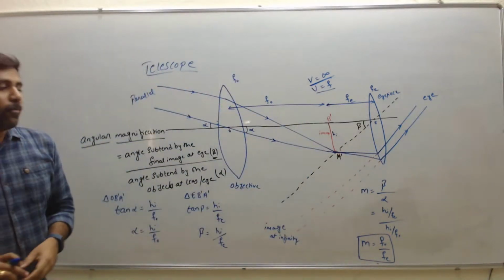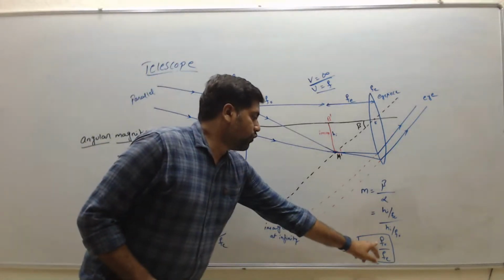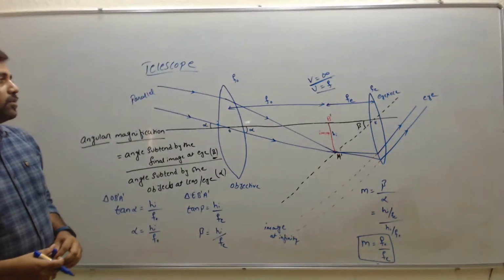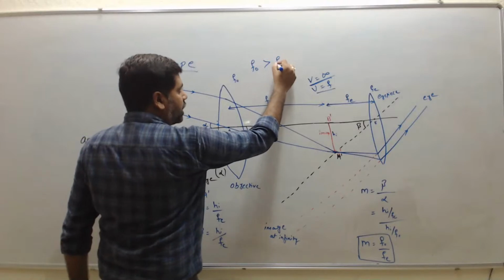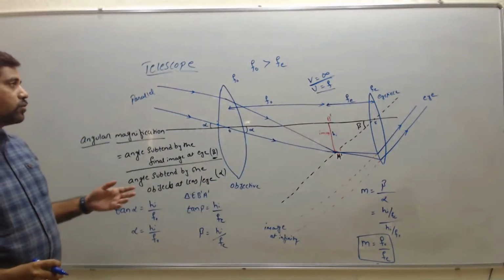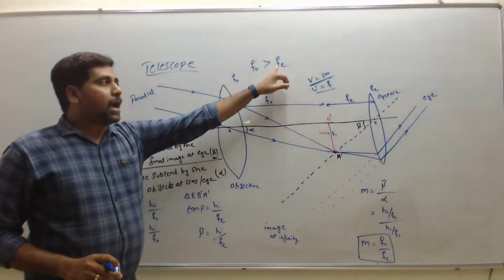So this is the magnifying power: the focal length of the objective to the focal length of the eyepiece. In a telescope, the focal length of the objective is greater than the focal length of the eyepiece. In a compound microscope, the focal length of the objective is less than the focal length of the eyepiece.